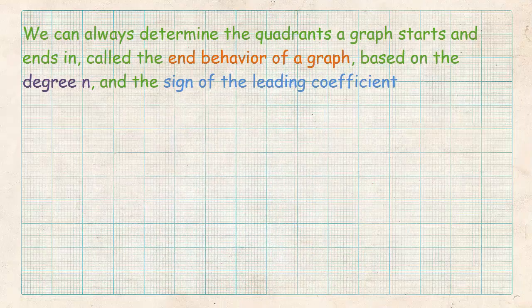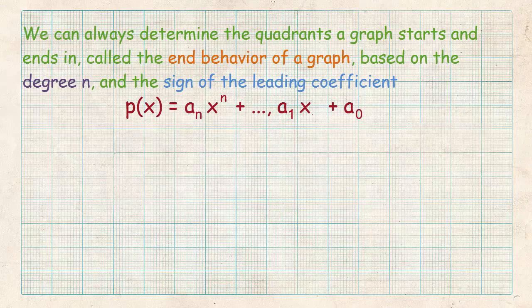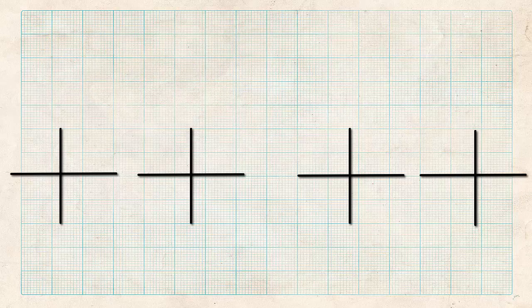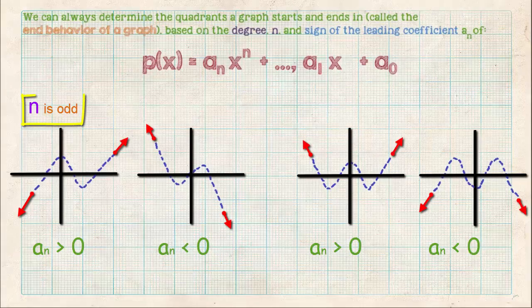We can always determine the quadrants a graph starts and ends in, called the end behavior of a graph, based on the degree n and the sign of the leading coefficient of the polynomial. When the degree is odd, if the leading coefficient is positive, then the graph starts in quadrant 3, maybe crosses the axis a few times in the middle, which we're not really concerned about since we just want to know about the quadrants that the graph starts and ends in. So there is something going on in the middle, but the point is that it starts in quadrant 3 and then eventually it goes up into quadrant 1.